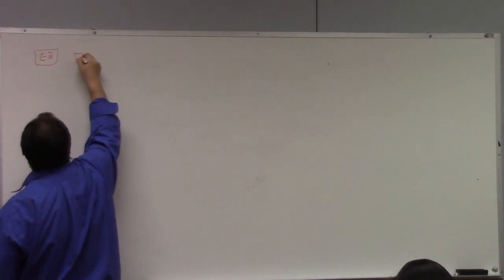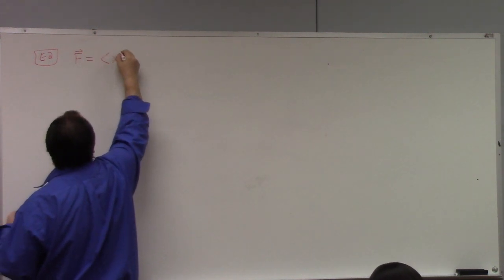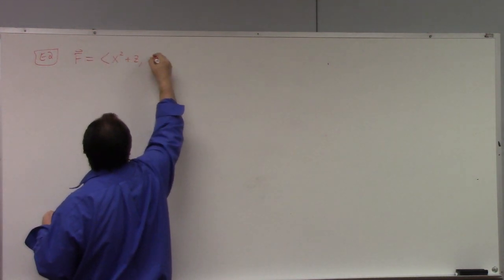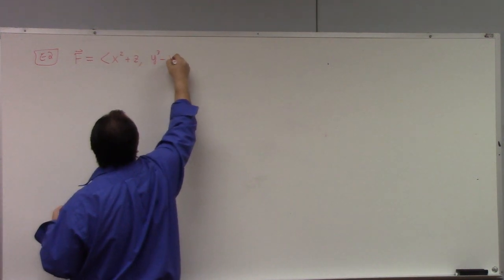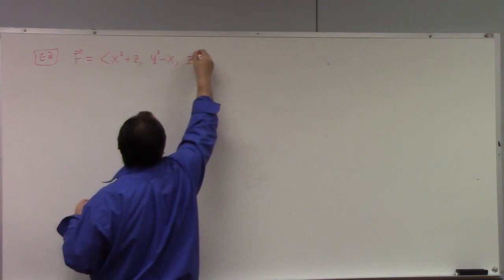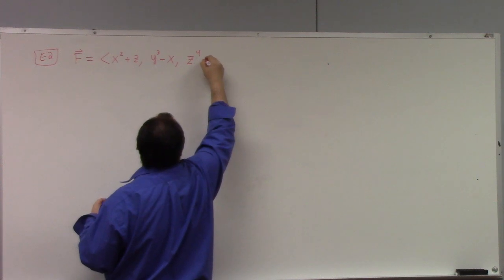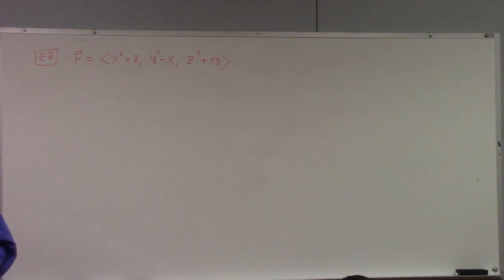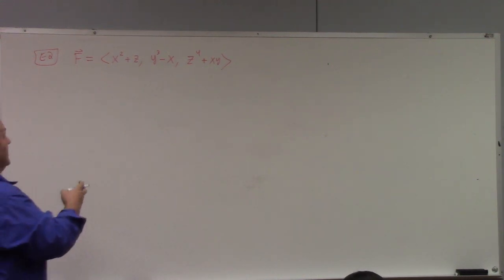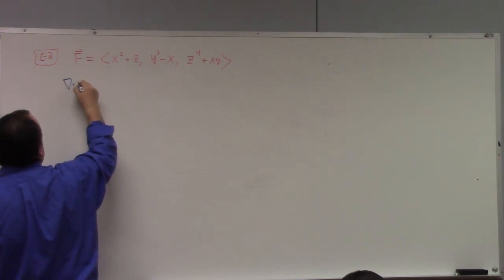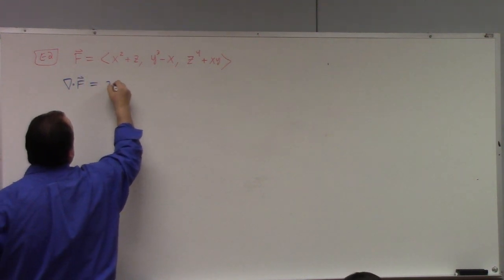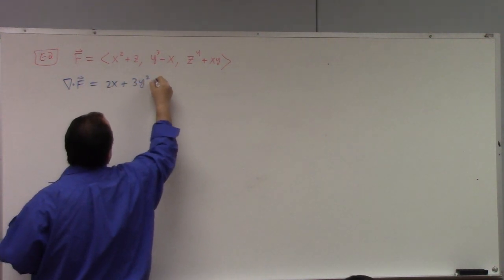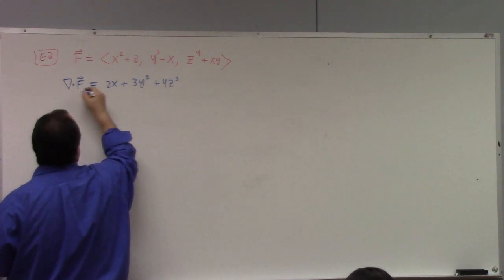How about F equals (x squared plus z, y cubed minus x, z to the fourth plus xy). Calculate the curl and divergence. That might be the quiz, right? Can you do it? I'll do the divergence. The divergence is 2x plus 3y squared plus 4z cubed. Done.